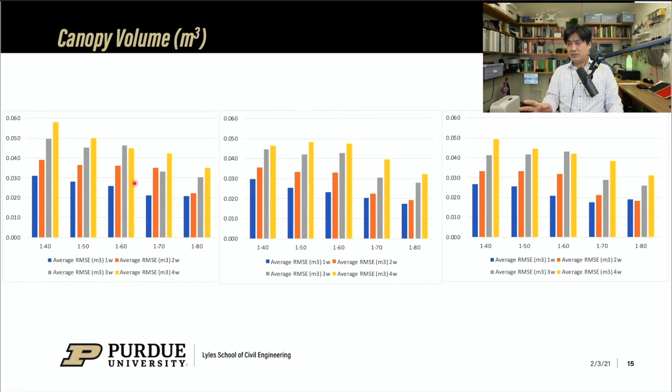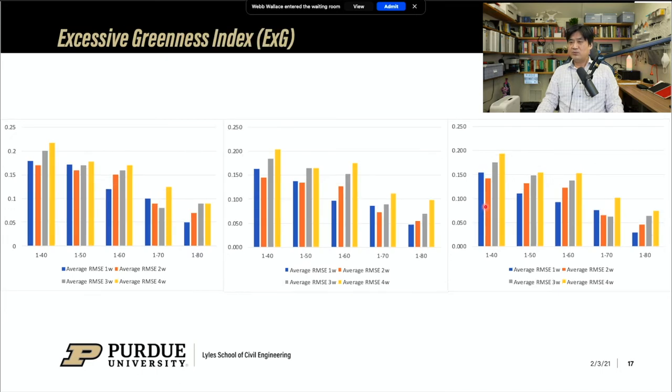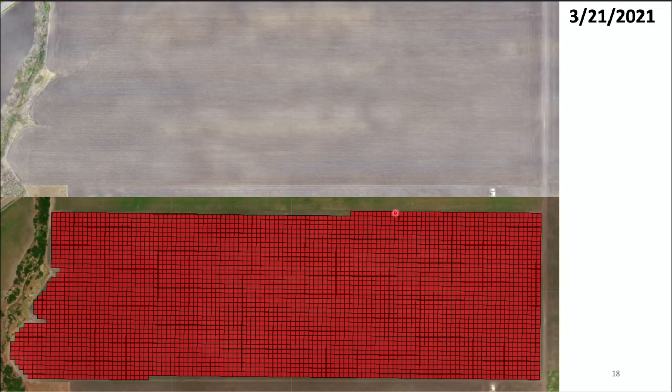And we also did the canopy volume, pretty much the same pattern. This is an example of 2016 as training and 2017 for prediction, 2016 and 2017 training and 2018 prediction, and using everything else for training and 2019 as prediction. And the same thing for the canopy cover, the same thing for the excessive greenness index, and we're happy to see that.